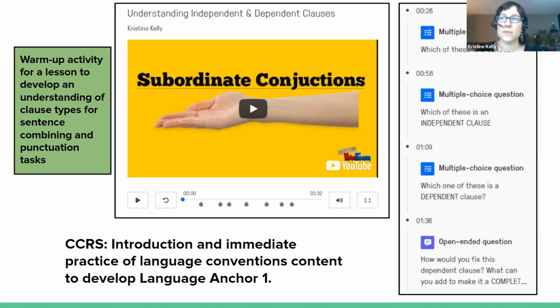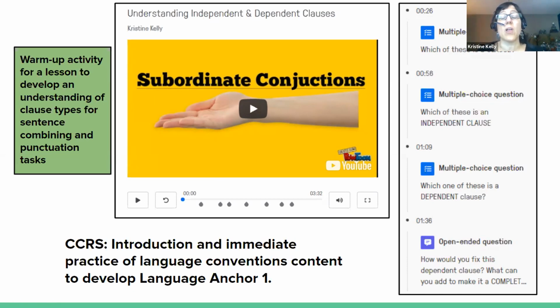This one I took from another teacher and tweaked it a little bit, but it stops right away. Which of these is a clause? You could also put a note there, if not a multiple choice question. Then right after, which of these is an independent clause? They need to apply that right away. Which of these is a dependent clause? They also can do an open-ended question.